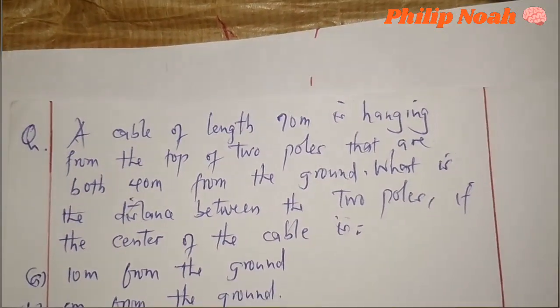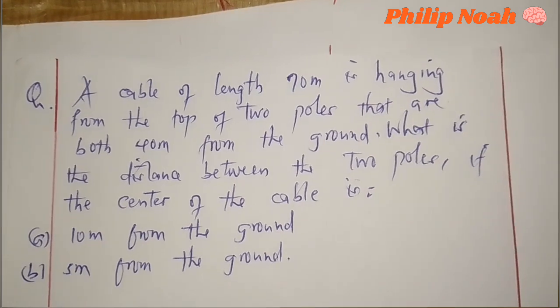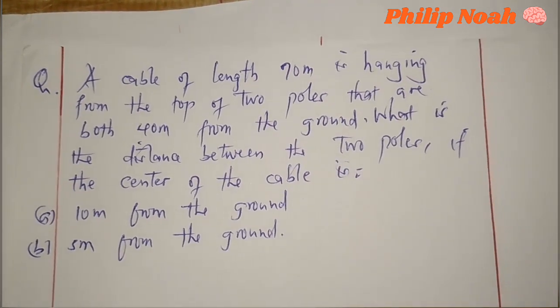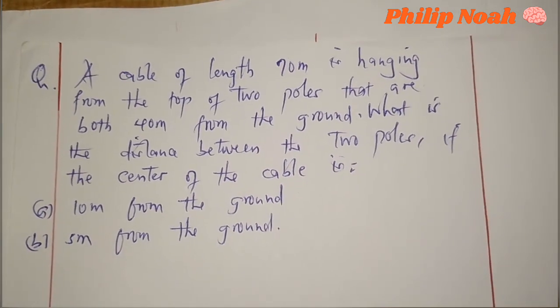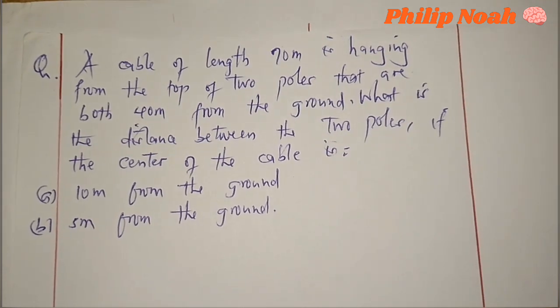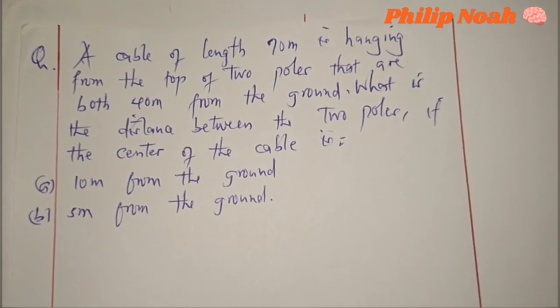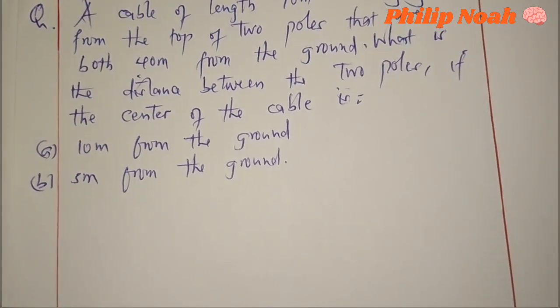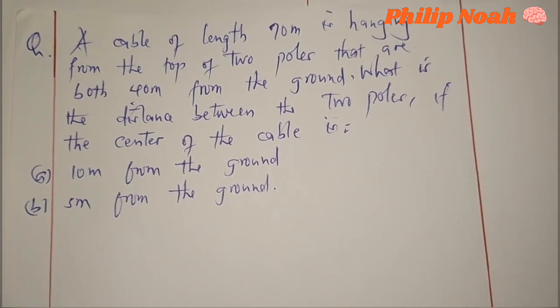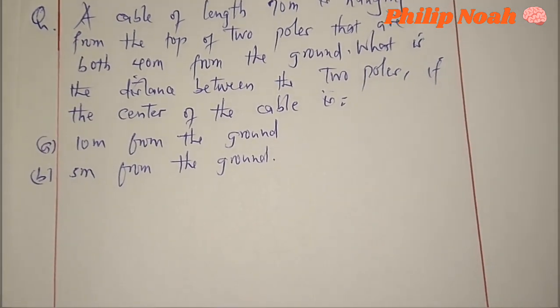A cable of length 70 meters is hanging from the top of two poles that are about 40 meters from the ground. What is the distance between the two poles if the center of the cable is A, 10 meters from the ground, and B, 5 meters from the ground? Solution.